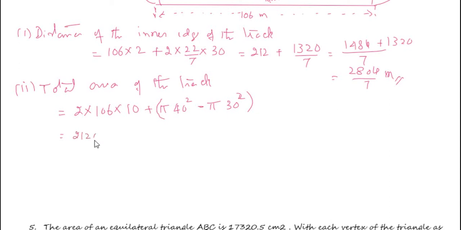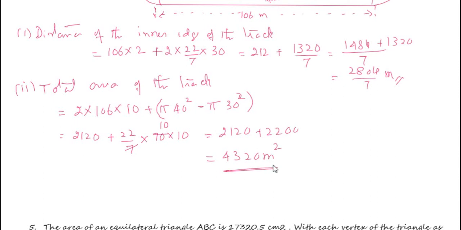This comes to 212 plus, I will take pi out, that is 22 divided by 7, into 40 square minus 30 square. You can write a square minus b square as a plus b into a minus b. A plus b is 40 plus 30, that is 70, into a minus b, that is 10. So it becomes 2120 plus 2200. So overall area is 4320 meter square. This is the total area of the track.